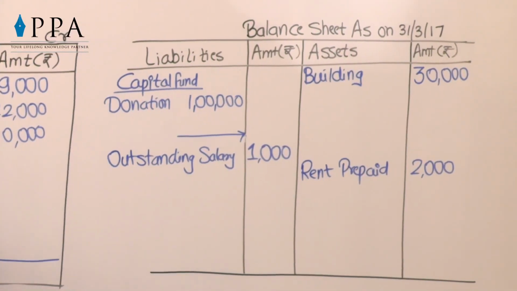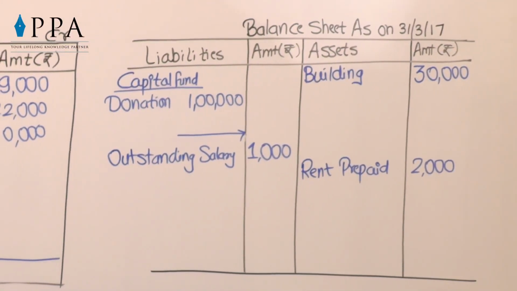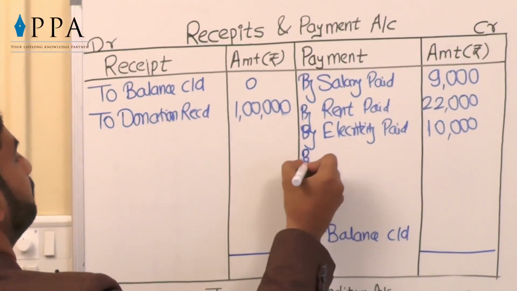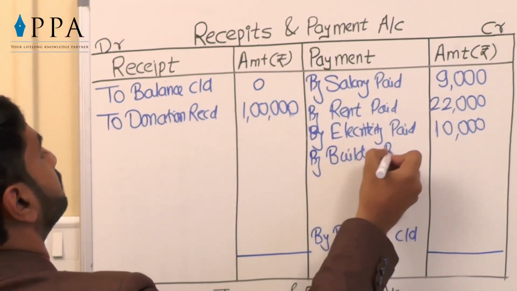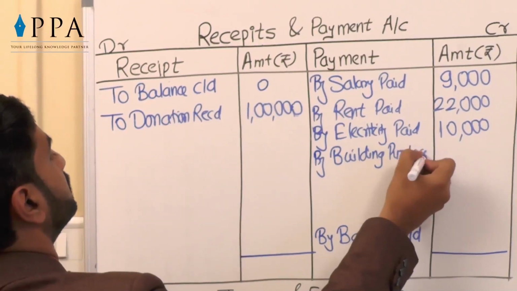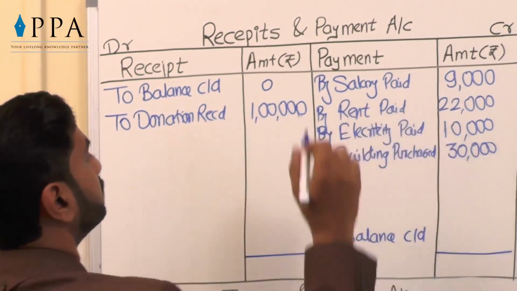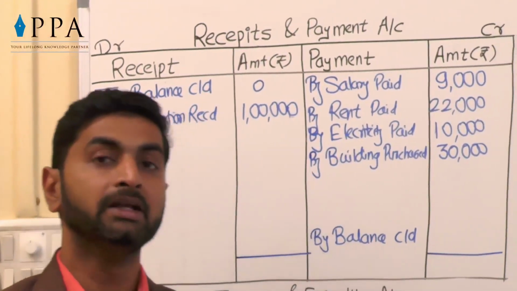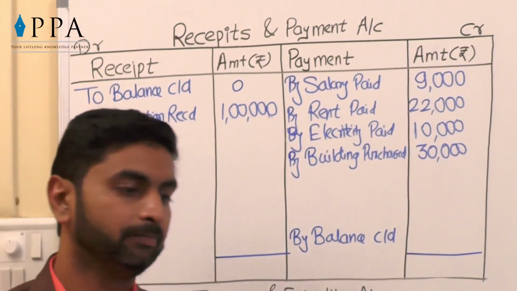Second effect, while purchasing the building, I have paid the cash. So payment, receipt and payment account, credit side, payment side, I will record by building purchased. Amount is 30,000. No difference in amount, so we don't need to think about anything else. So building purchased, asset side and RP. It's not a revenue expense, so it is not recorded in IE account.